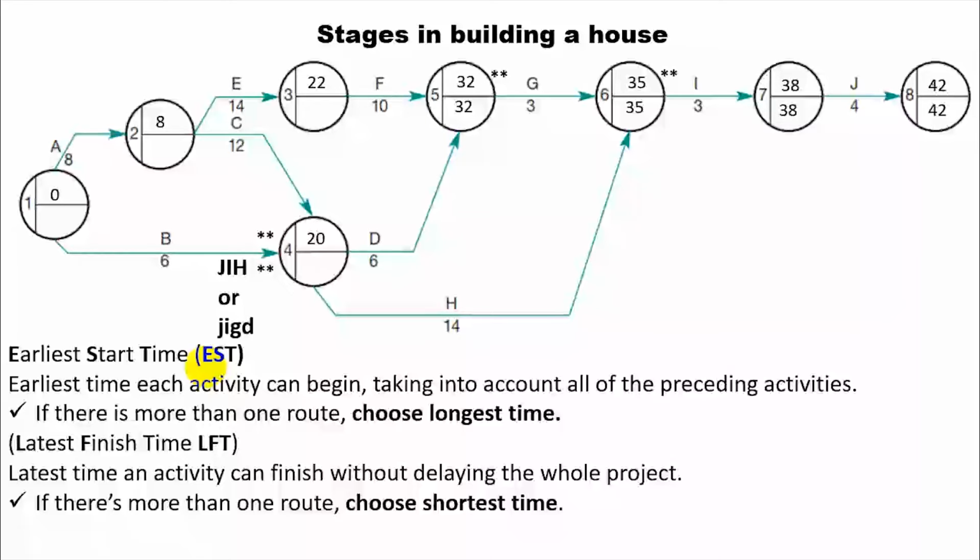So let's calculate. Using the GD route is 32 minus 6, which is 26. For using the H route is 35 minus 14, which is 21. Yeah, so we choose the shortest, so we put 21 for the LFT.